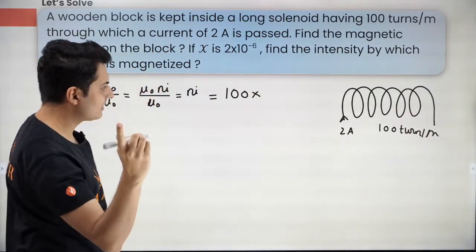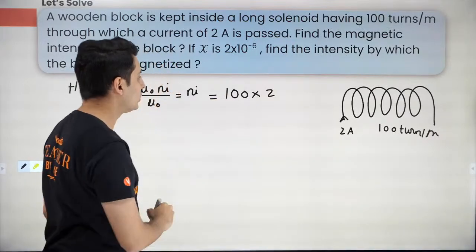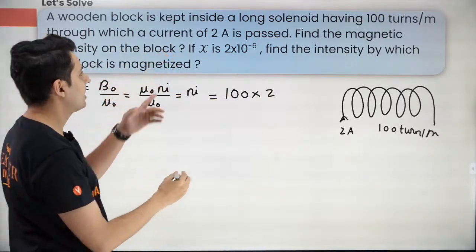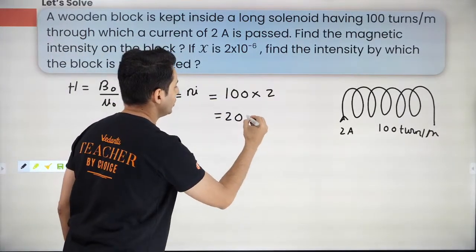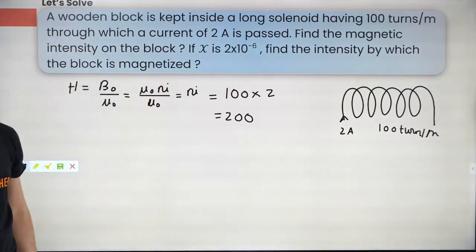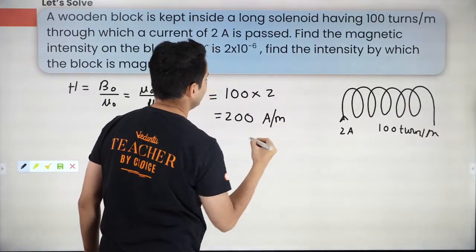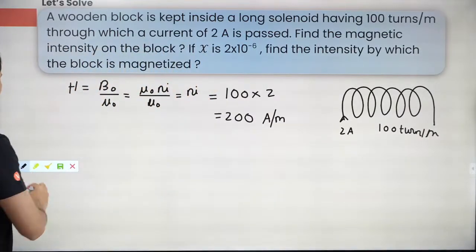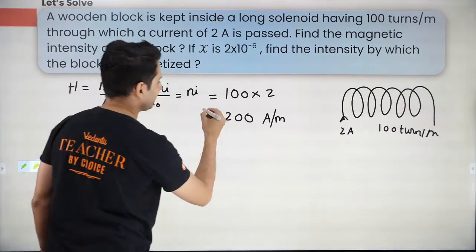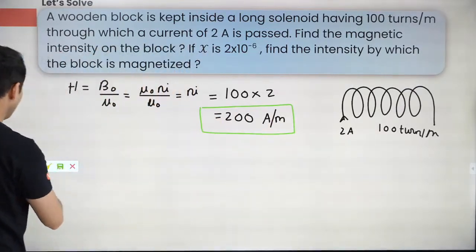And what is the current passing through it? The current passing through it is 2, correct? So 2 amperes and into 100, that is just going to give me 200. That's the answer. Check it out. And the unit, of course, is ampere per meter. So that's the answer for the first question.